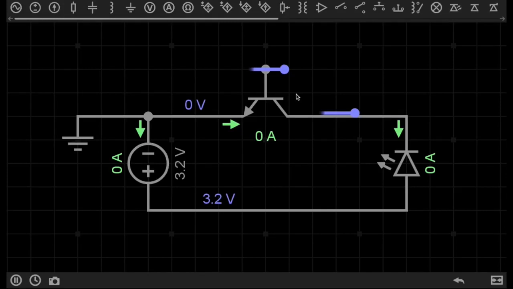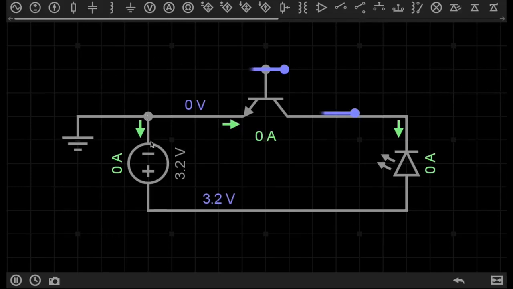Before I move on, I have a transistor connected within this circuit. It's a simple circuit consisting of an approximately 3-volt power supply connected to an LED with the collector and emitter of this transistor connected in series. Currently, we have everything connected and we are playing this circuit live.